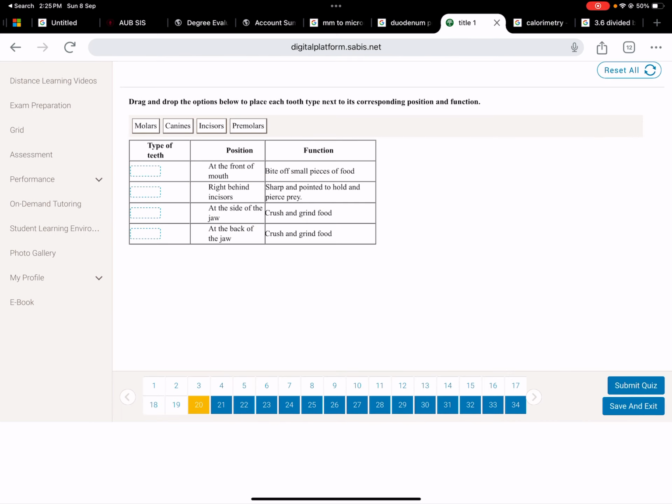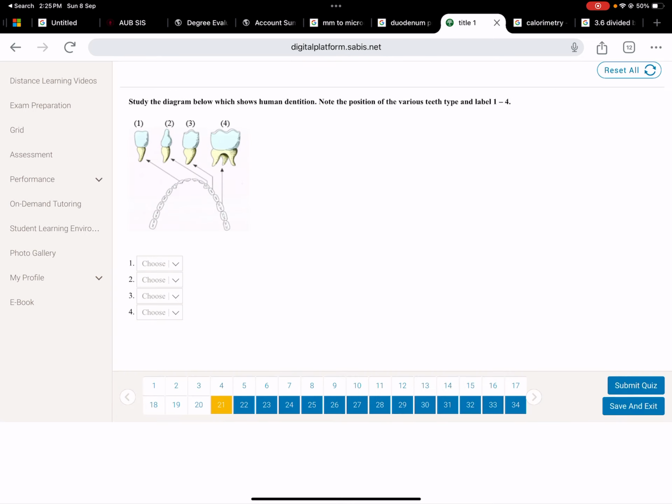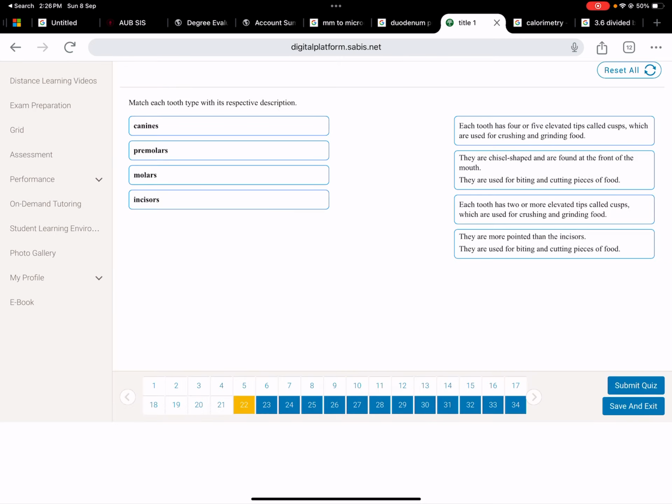So here we want to talk about the type of the teeth. They already gave us the position and their function. So usually at the front of the mouth, we have the incisors. Right beside the incisor, we have the canines. At the side of the jaw, we have the premolars. And then at the very end of the jaw, we have our molars. And this is, again, just a quick labeling, which we mentioned also before. So make sure to check it out. Those molars are usually larger than premolars.